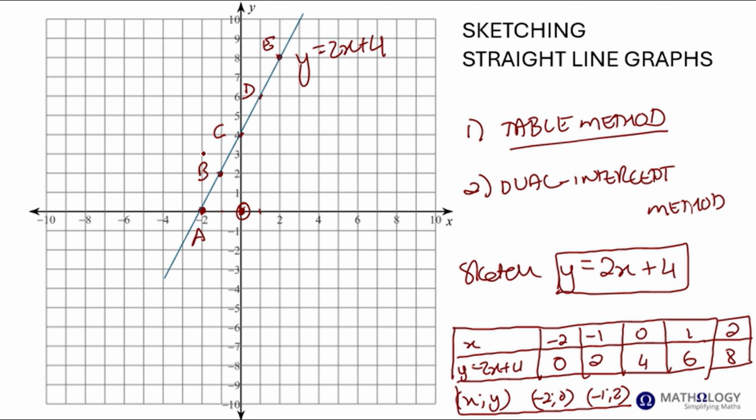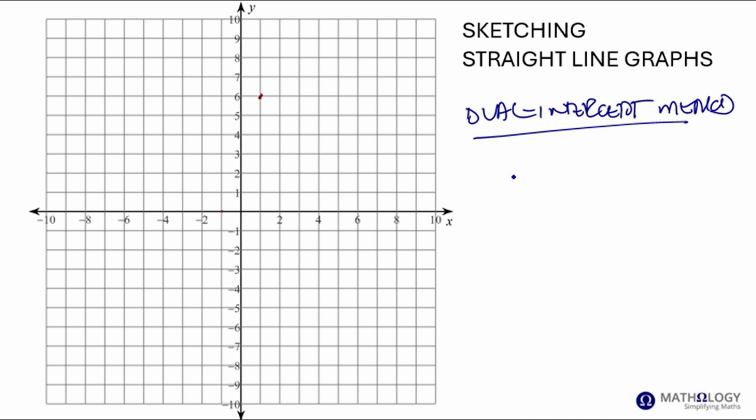Now we're not going to sketch this function that way, but we're going to use the dual intercept method. The function is y equals 2x plus 4. That's the straight line we're going to sketch. The dual intercept method involves us finding the x-intercept and the y-intercept, and then taking those 2 points, plotting them and drawing a straight line through them.